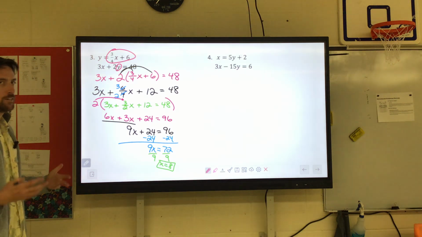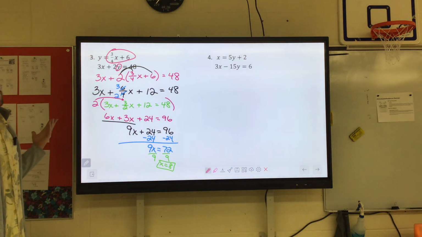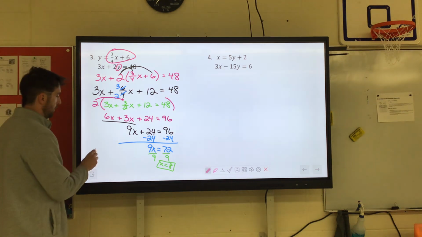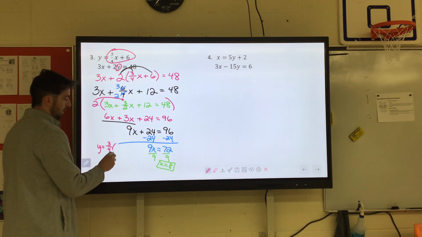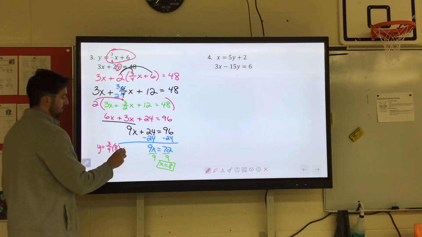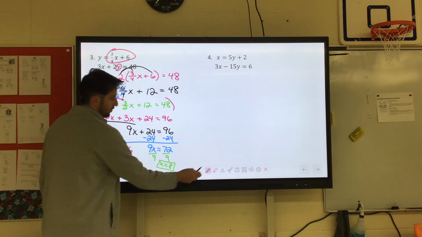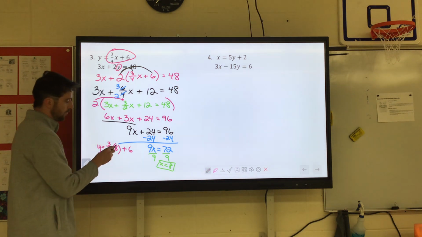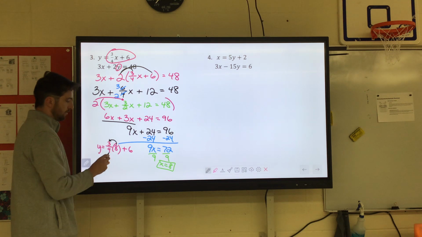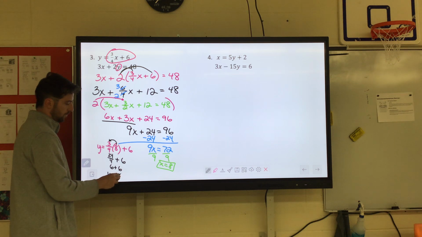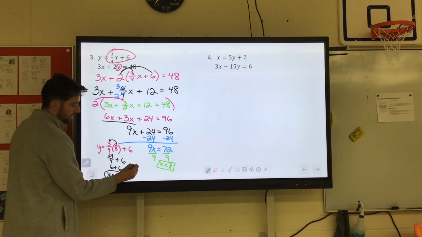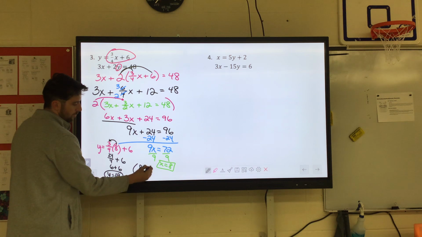You can use either equation. I'm going to use the first one because I'm a rebel like that. Y equals 3/4 x, which is 8, plus 6. When you do fraction times a whole number, remember you just multiply the whole number up top. 8 times 3 is 24 over 4 plus 6. 24 divided by 4 is 6, plus 6. Y equals 12. So our coordinate, the x was 8, the y was 12.